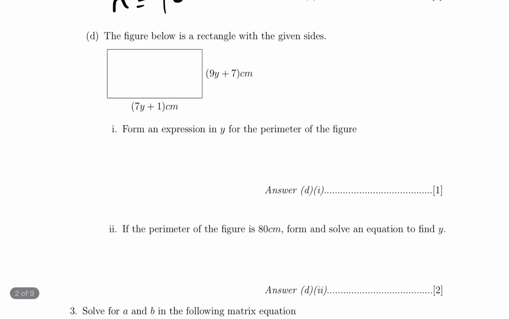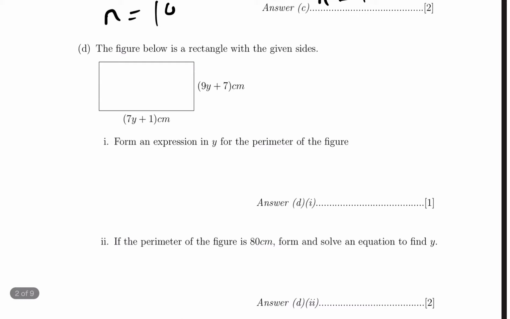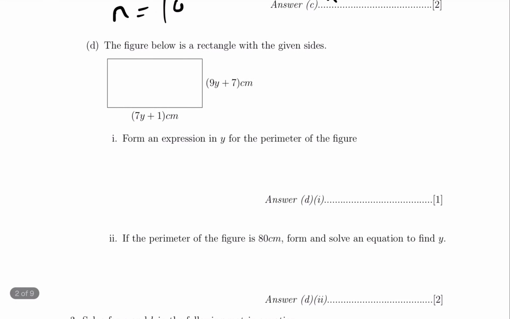Alright, I think this one would be the last one we solve in this video. This one is saying the figure below is a rectangle with given sides. Form an expression in terms of y for the perimeter of the figure. So we're given this rectangle here.